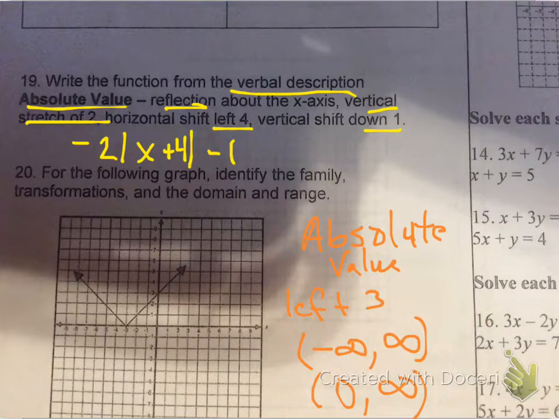Keep in mind, know your values here and make sure you can see how the numbers come about. Like, okay, I'm saying here this was an absolute value. That's why I have these little symbols. I've got a reflection. That's why I have the negative in the very front. Stretch 2 means I put the number 2 in front of the absolute value. Left 4 means a +4 inside the parentheses or absolute value. And down 1, -1. And it's fairly simple.